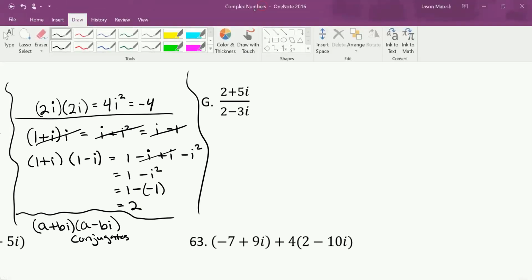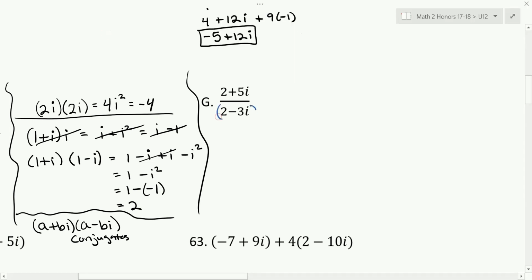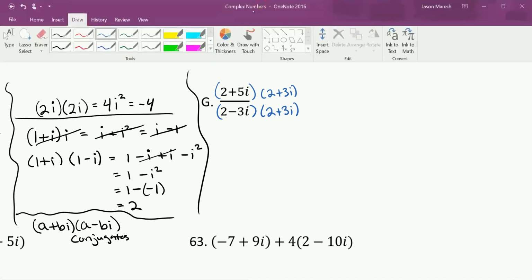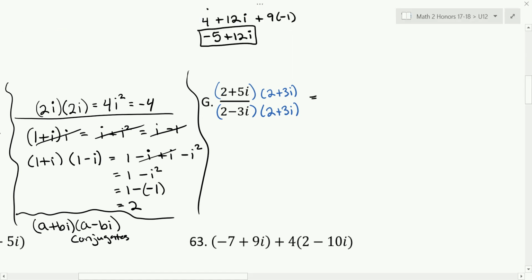What would it be? 2 plus 3i. You multiply those together, you get rid of the i. Now, whatever you multiply the bottom part by, you have to be consistent and multiply the top part by. And the top part will not get rid of the i, and that's fine. Or it may, but most of the time, it will not. And so you just multiply it out. You got two products. You got to multiply the top part and the bottom part out. Go ahead and do that. Work ahead of me. See what you end up with.